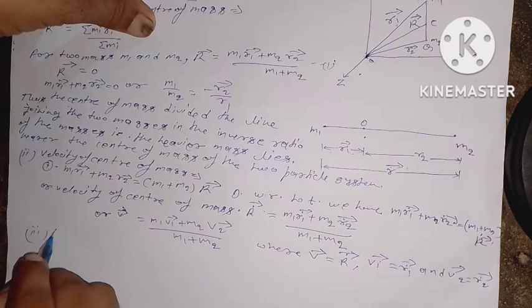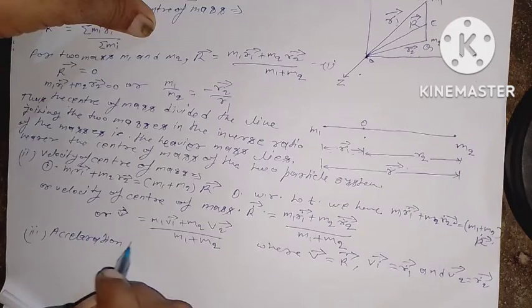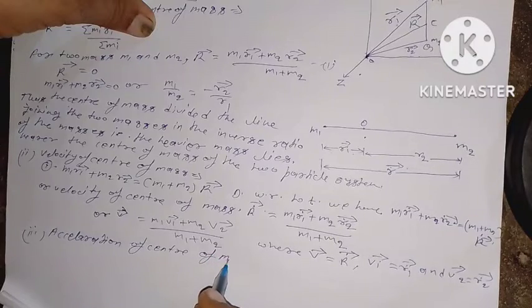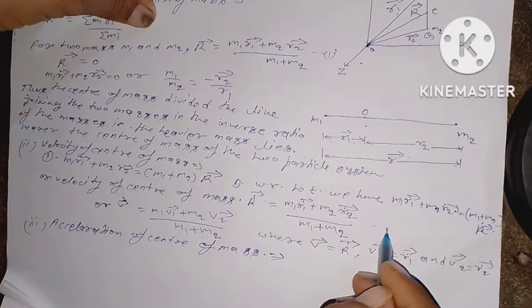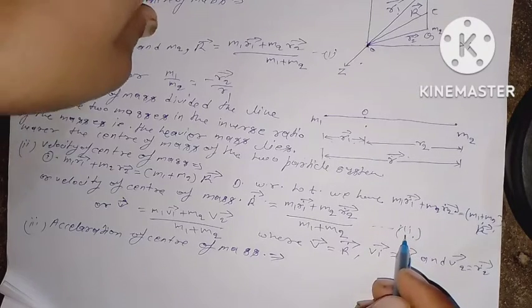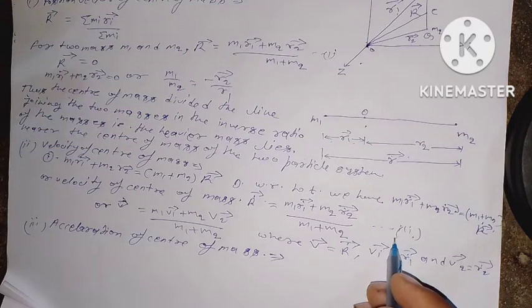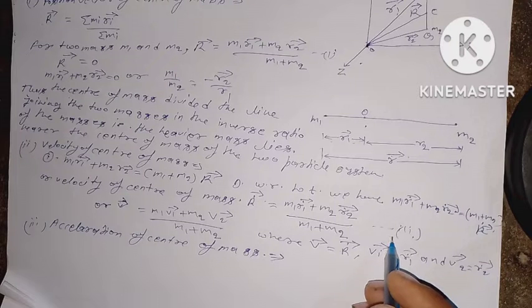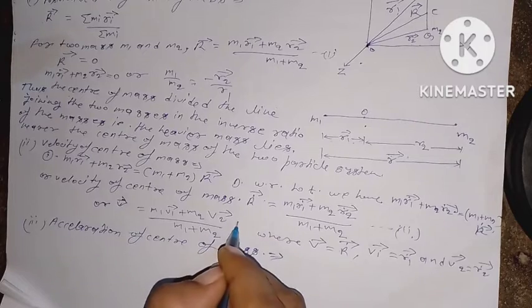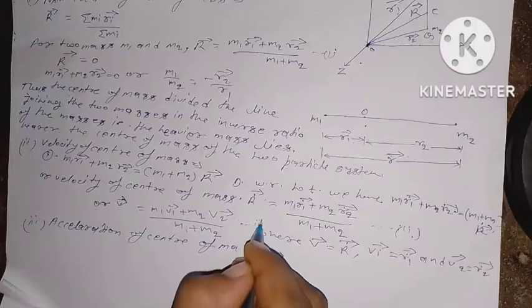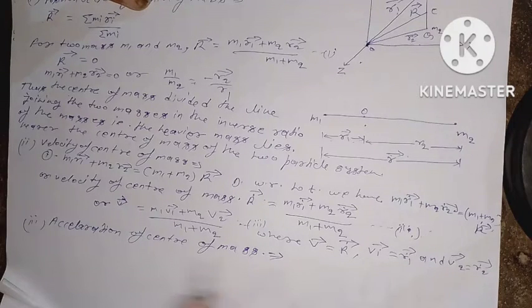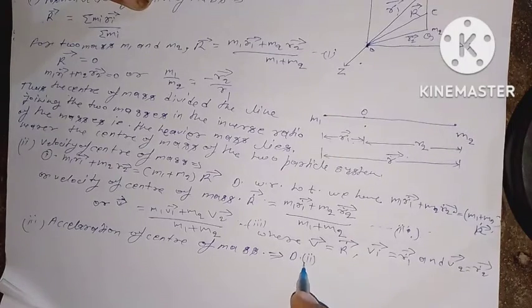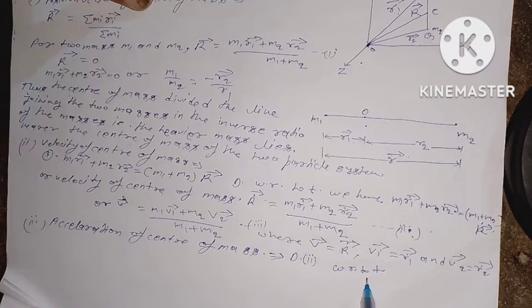Third point, acceleration of center of mass. This is the equation number third, and this is the equation number second. Acceleration of center of mass: differentiating equation second with respect to time t.